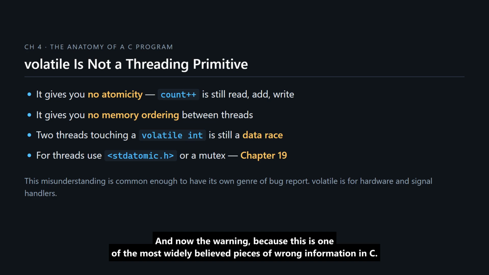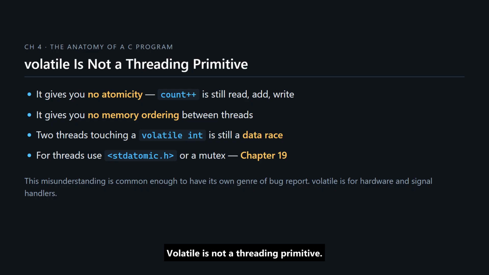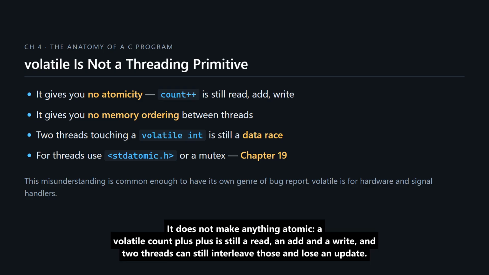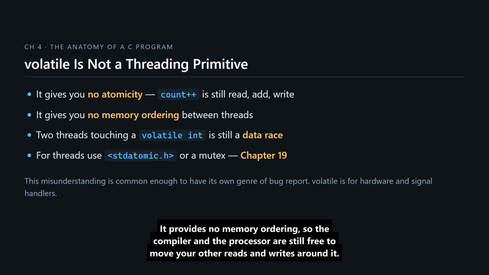And now the warning, because this is one of the most widely believed pieces of wrong information in C. Volatile is not a threading primitive. It does not make anything atomic. A volatile count++ is still a read, an add and a write, and two threads can still interleave those and lose an update. It provides no memory ordering, so the compiler and the processor are still free to move your other reads and writes around it.